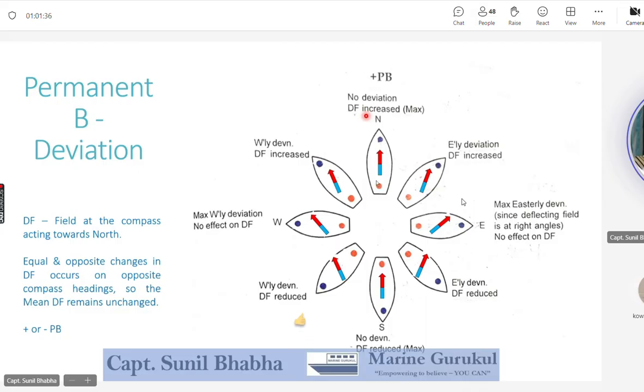Deviation generate करने के लिए जो ship के poles हैं, they have to be misaligned with the poles of the earth. अब आप south heading पे भी देखो. South heading पे the directive force is minimum because the ship's blue pole is opposing the earth's red pole, but still the deviation is zero. Because for generating deviation, the ship's magnetism has to have an easterly or westerly component. The easterly or westerly component of the ship's magnetism is what generates the deviation.